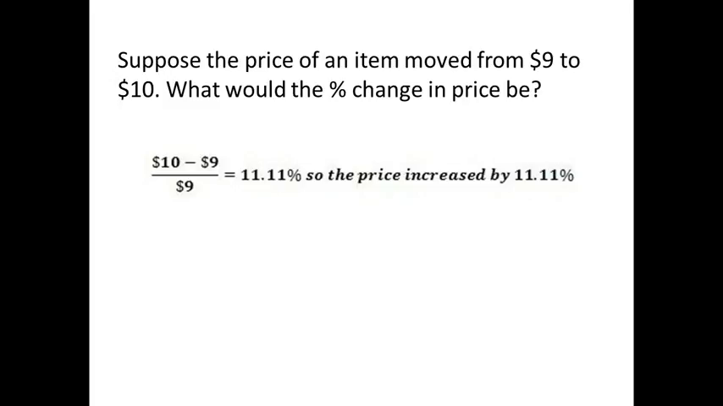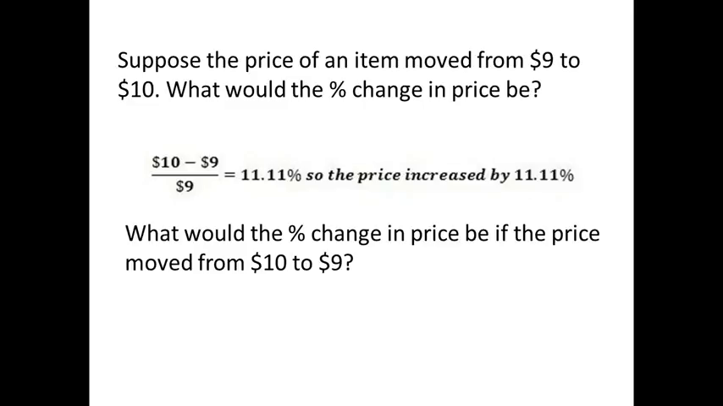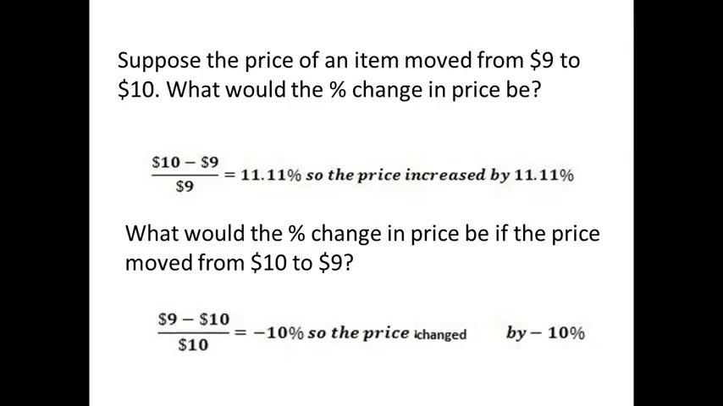Now, what if the price moved down from $10 to $9? What would the percentage change in price be? It would be negative 10%. So the price changed negative 10%. Obviously, if we plug these numbers into the price elasticity of demand formula, we get a different PED for the same unit increase or decrease in price.